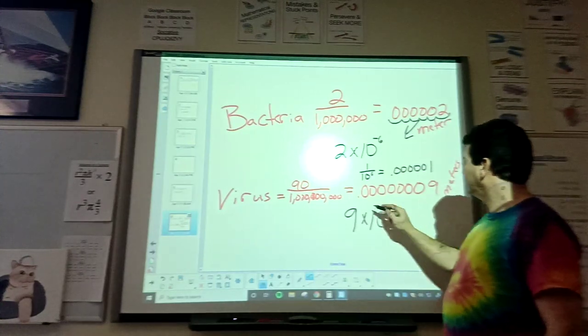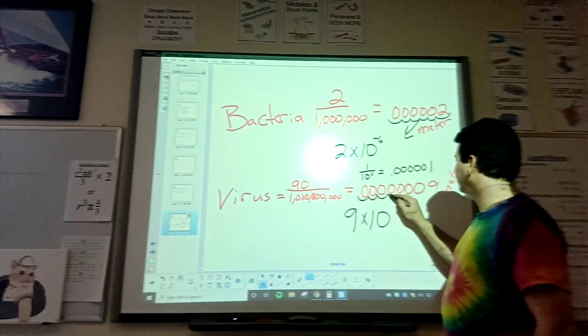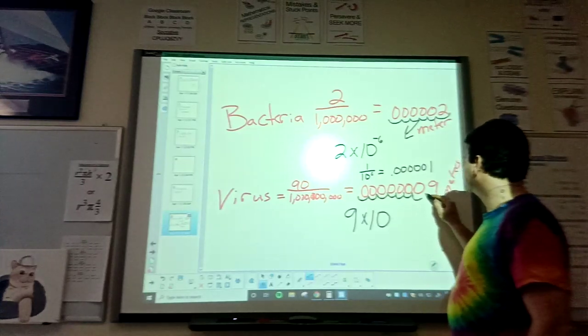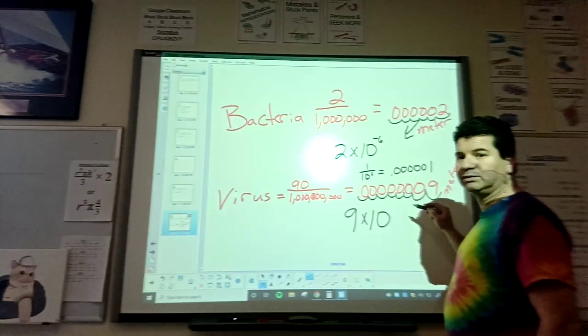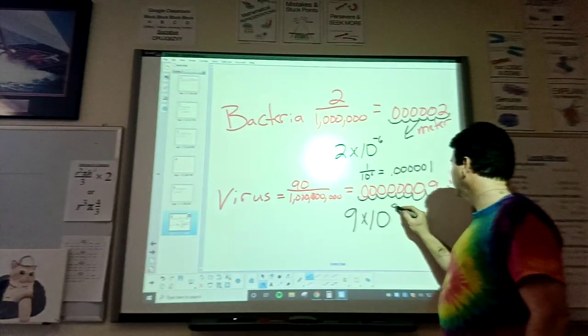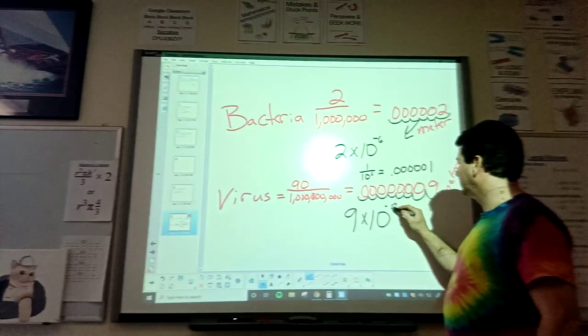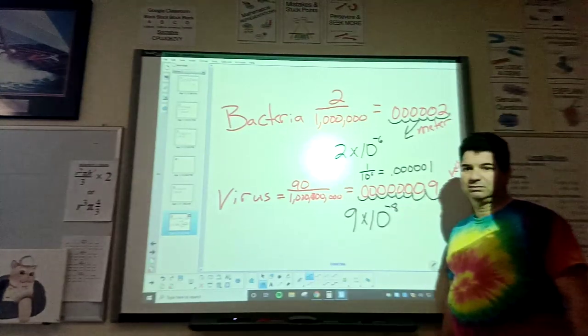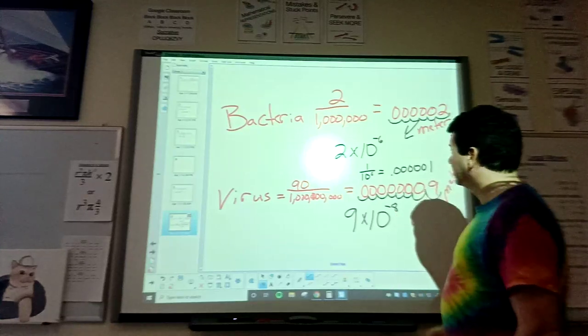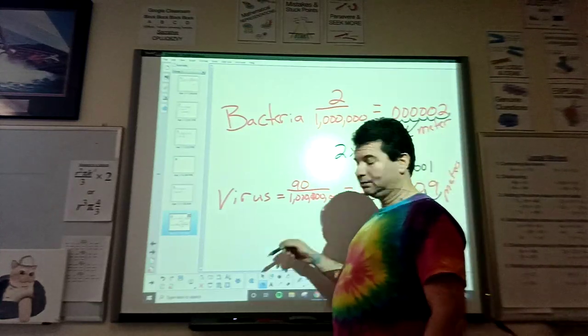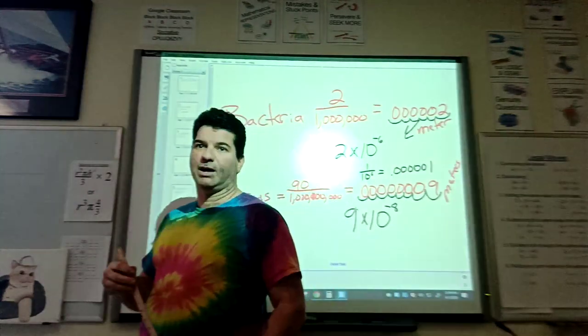Well, 1, 2, 3, 4, 5, 6, 7, 8. I moved it 8 places. And this is a small number, so it's going to be a negative 8 on that. Negative 8 for an exponent. Small numbers, big numbers. There you have it.